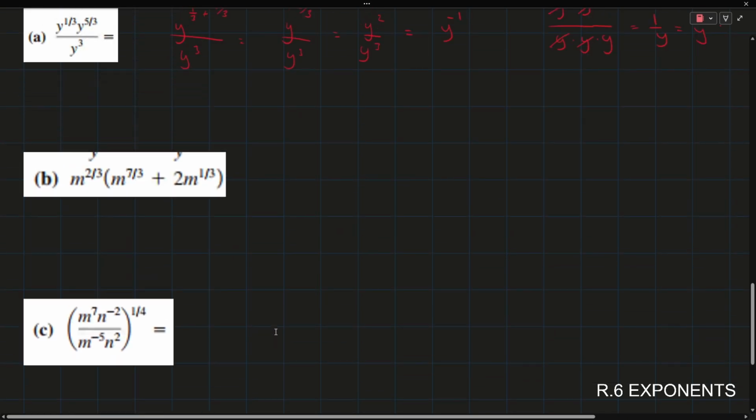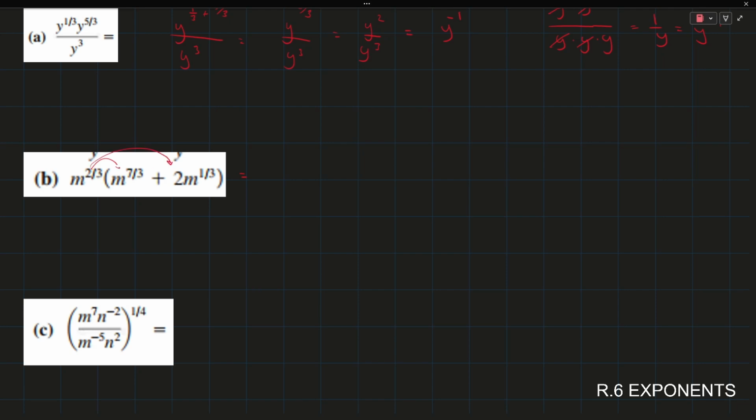There's 3 more problems. I thought we were almost done. So the next problem here is we have a little bit of distributing with fractional exponents. Look at us go. We're hitting the big leagues now. So we're going to distribute this m to the 2/3 to both of these 2 terms here.